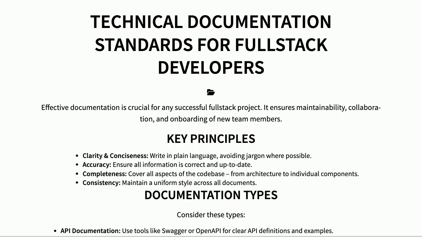Think of a few key principles: clarity and conciseness. Write in simple terms. Accuracy is essential. Completeness means covering all aspects, and consistency keeps everything uniform. We need to document things like APIs, system architecture with diagrams, and even the code itself with helpful comments. There are some great tools out there too, like Markdown for writing clearly, static site generators to create beautiful documentation sites, and of course, using Git to track changes along with your code.